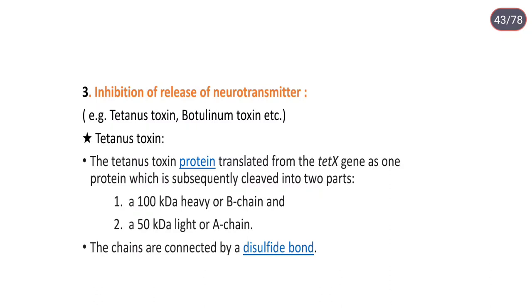Now, the third mechanism by which the A subunit acts is blockage of neurotransmitter release, and there are two mechanisms actually. One is for tetanus toxin, and another one is for botulinum toxin. But the two mechanisms are kind of the same, except that the tetanus toxin inhibits the function of the inhibitory neurotransmitter, on the other hand the botulinum toxin inhibits the function of the excitatory neuron.